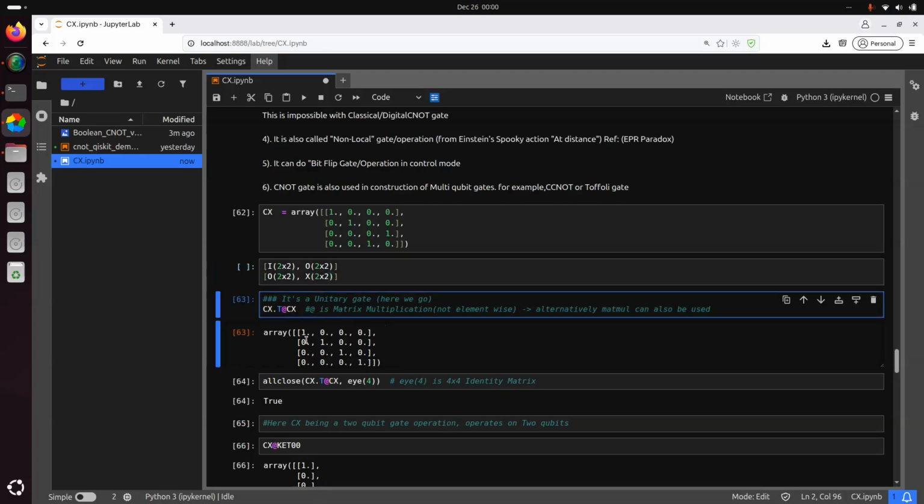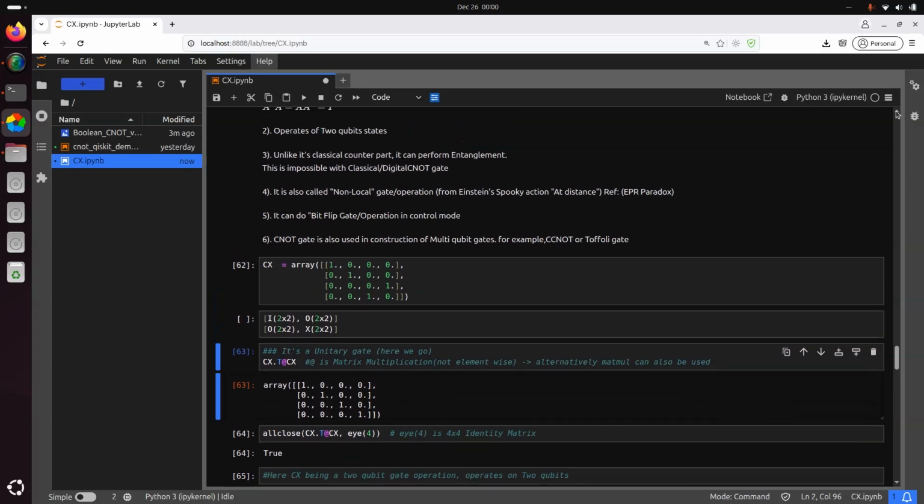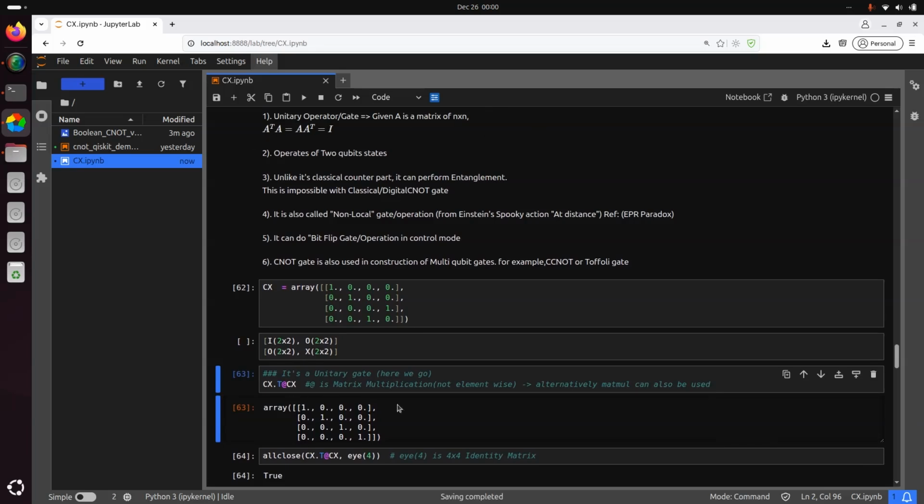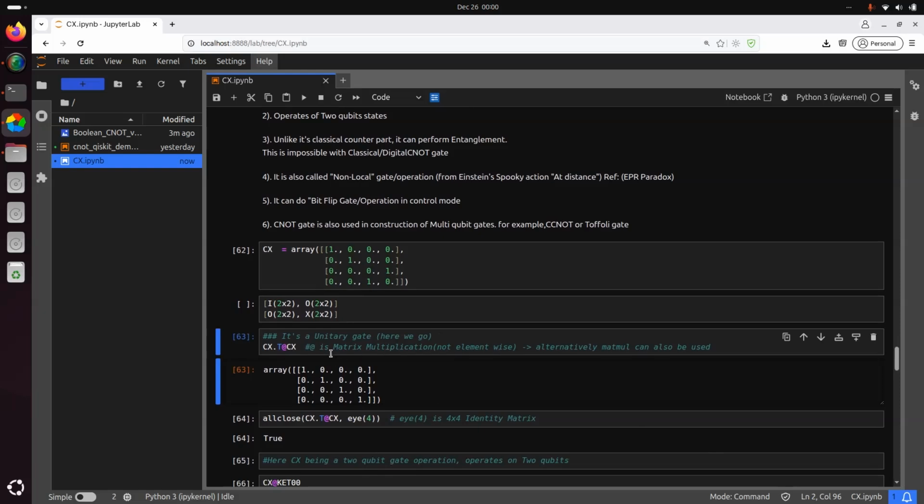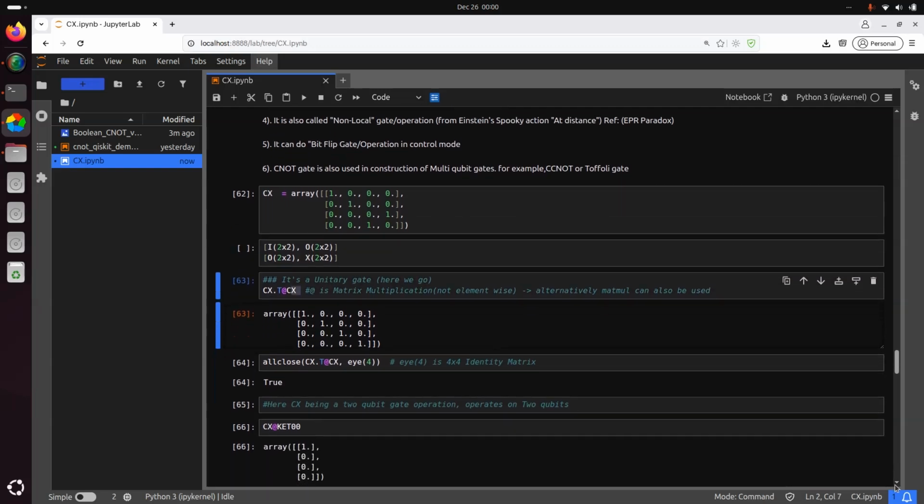It's a unitary gate. So using this first definition or first identity, if I take the transpose of the CX matrix and multiply it with itself, I'll end up with an identity matrix. This proves the unitary property of the CX gate. And here is the validation point.